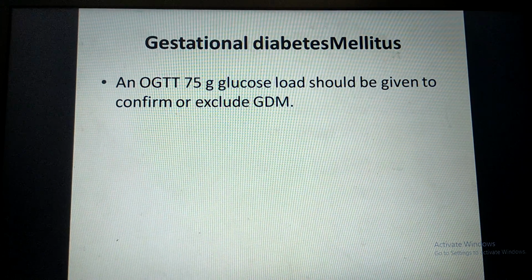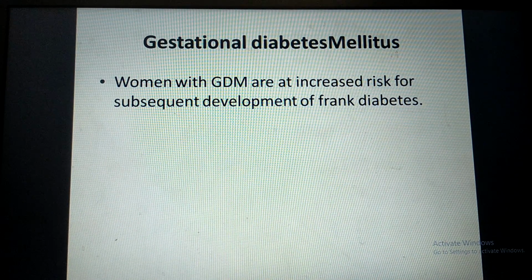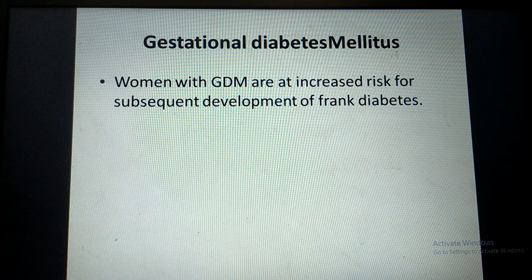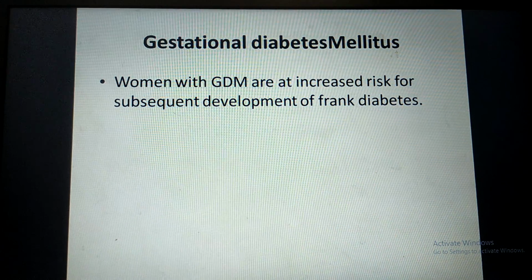Now coming to gestational diabetes mellitus, women with gestational diabetes mellitus are at increased risk of subsequent development of frank diabetes. Means it is an indicator for the woman that she may develop diabetes mellitus in the future.